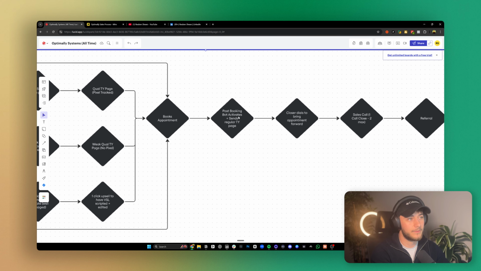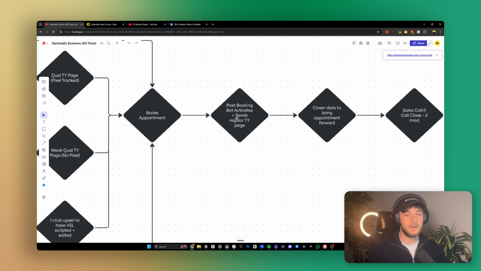And what happens then is we have our post booking bot activate on autopilot. So again, the second they book, they're going to get a WhatsApp or SMS message with the thank you page delivered to them, just in case they didn't see it, and loads of pre-nurturing material before the call to make sure that call goes the way I want it to and the way it could benefit them as well.